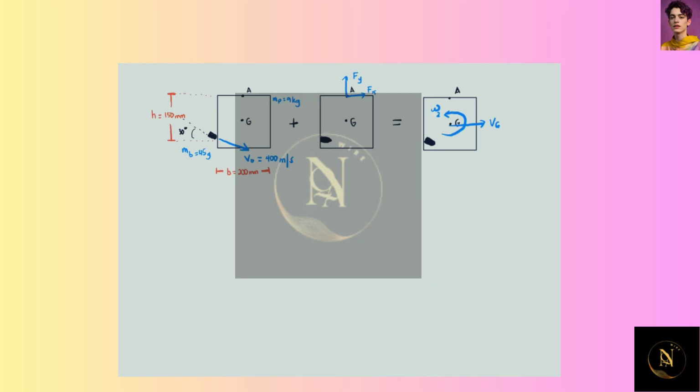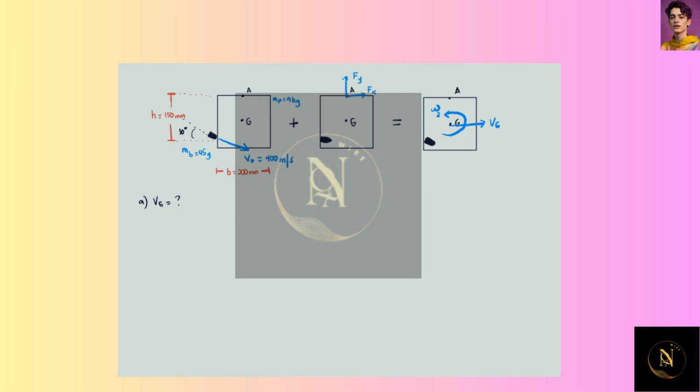For letter A, we need to solve for the velocity of the mass center, let's say that's point G, of the panel after the bullet is embedded on it. So, we're looking for VG. So, I have here a sketch of the problem.